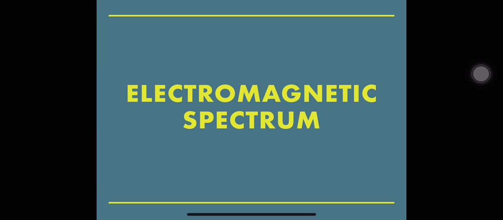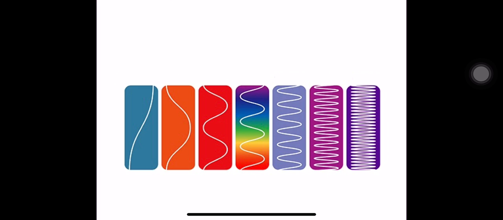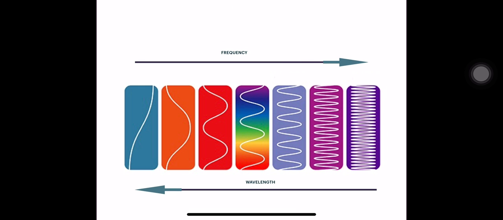Moving on, I will now be talking about the electromagnetic spectrum. What is the electromagnetic spectrum? The electromagnetic spectrum is an arrangement of electromagnetic radiations arranged in order of increasing frequency or decreasing wavelength.